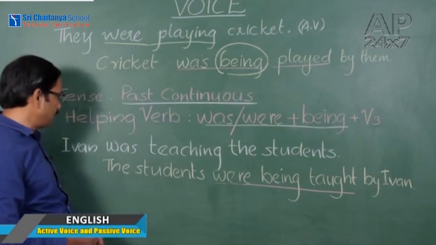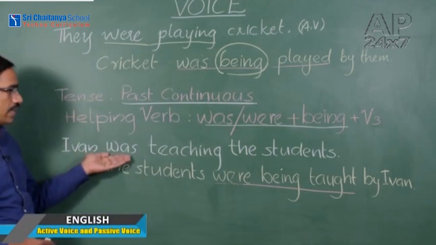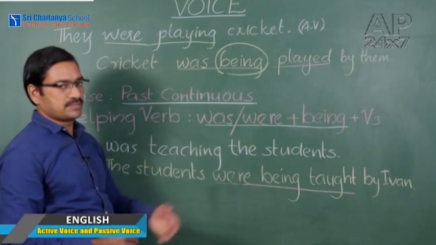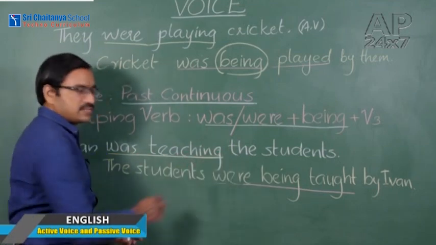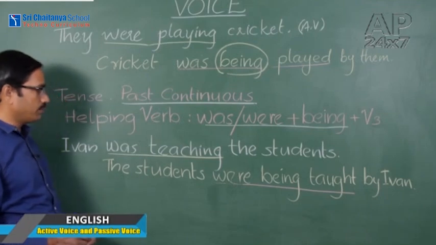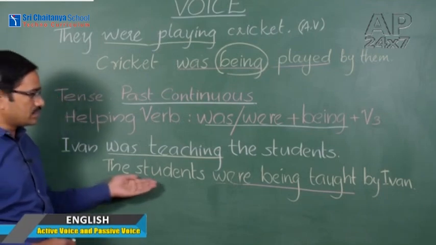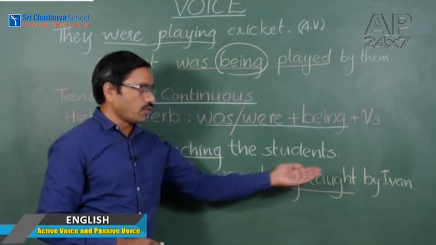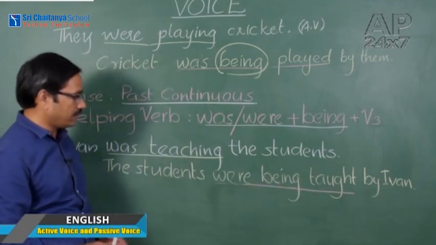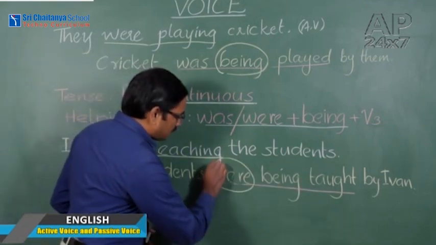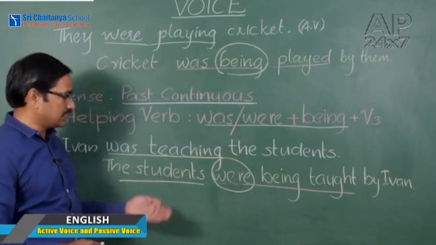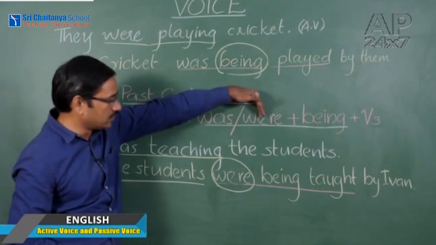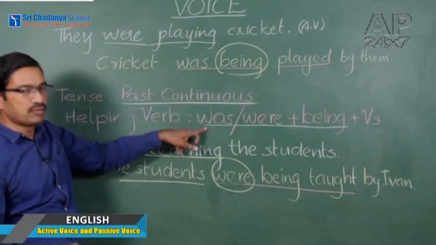Let's see one more example. Ivan was teaching the students. So here we can see the past continuous form, was teaching. Changing into passive, the students were being taught by him, by Ivan. So here were is introduced because we have a plural subject here. So when the subject is plural, we go for were. If the subject is singular, we go for was.